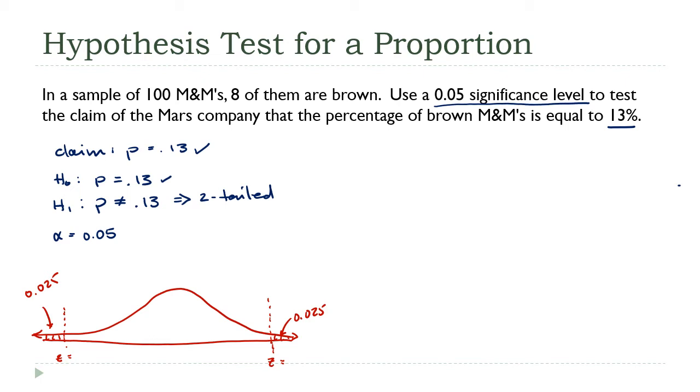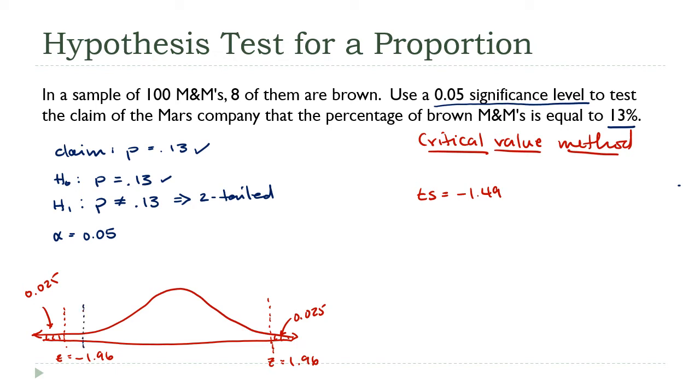Well, you go to your table, right? This is 1.96, and this is negative 1.96, right? And then you remember, I won't go through calculating it again, but you remember our test statistic was negative 0.49. Make a note, critical value method is what we're doing now. Where is that test statistic? Right, if I go to graph this, negative 1.49 is right here, and positive 1.49 would be right here, right?